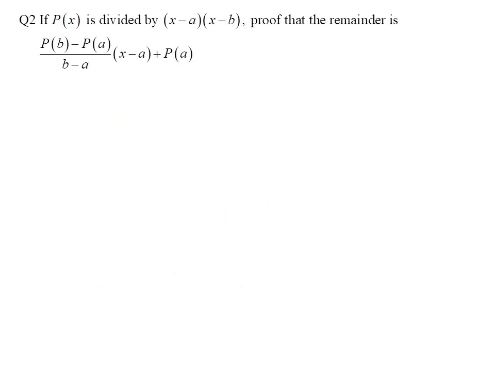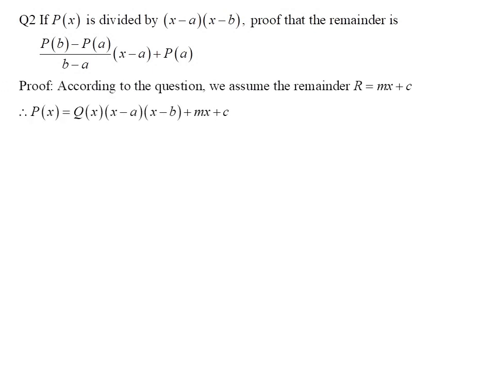Example 2 is a similar type of question related to the remainder theorem, but it is a literal one. It asks us to prove that the polynomial p(x) has a remainder of the result of (p(b) minus p(a)) over (b minus a) multiplied by (x minus a), or in parentheses, plus p(a), when divided by the quadratic of (x minus a) times (x minus b).